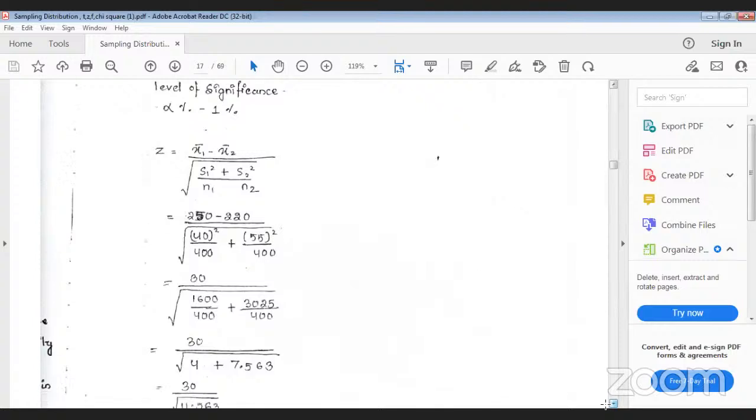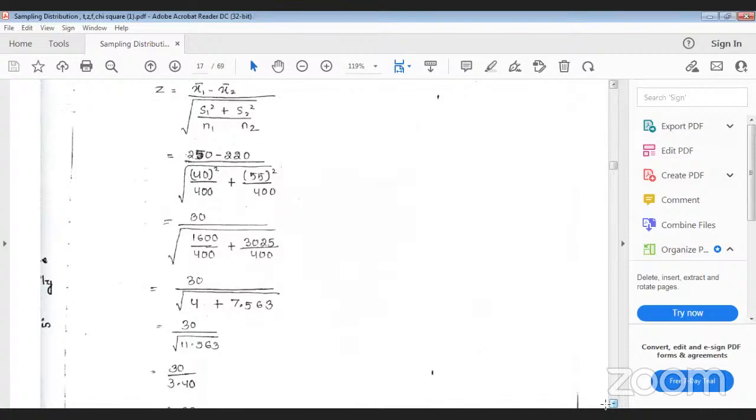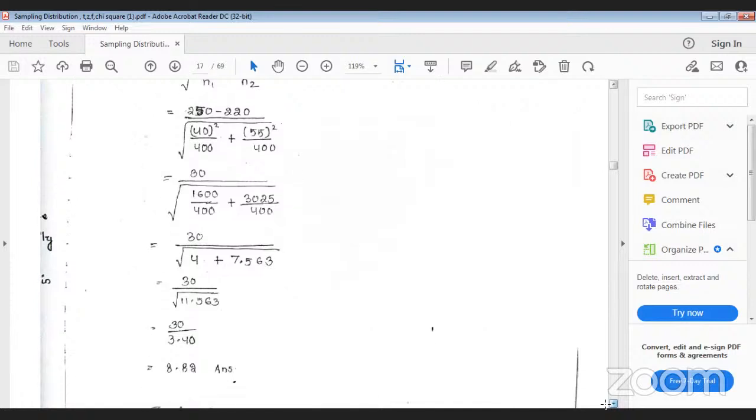So now n1 and n2 you know. The population standard deviations are not given, the samples are given directly, so you can take s1 square and s2 square. Since it is a large sample, if sigma 1 and sigma 2 are not given, you can use the sample standard deviation also. That is the most important point you have to write in the exam also.